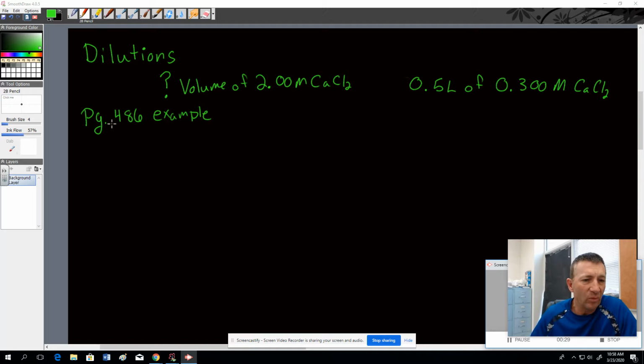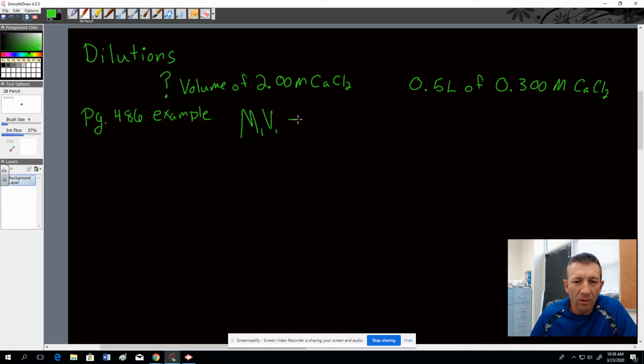I'm going to do an example problem on page 486. It's asking us first of all, what volume of 2 molar calcium chloride do we need to use to make, and this is what we eventually want to make, 0.5 liters of 0.300 molar calcium chloride. The formula that we're going to be using for this is the simple dilution formula.